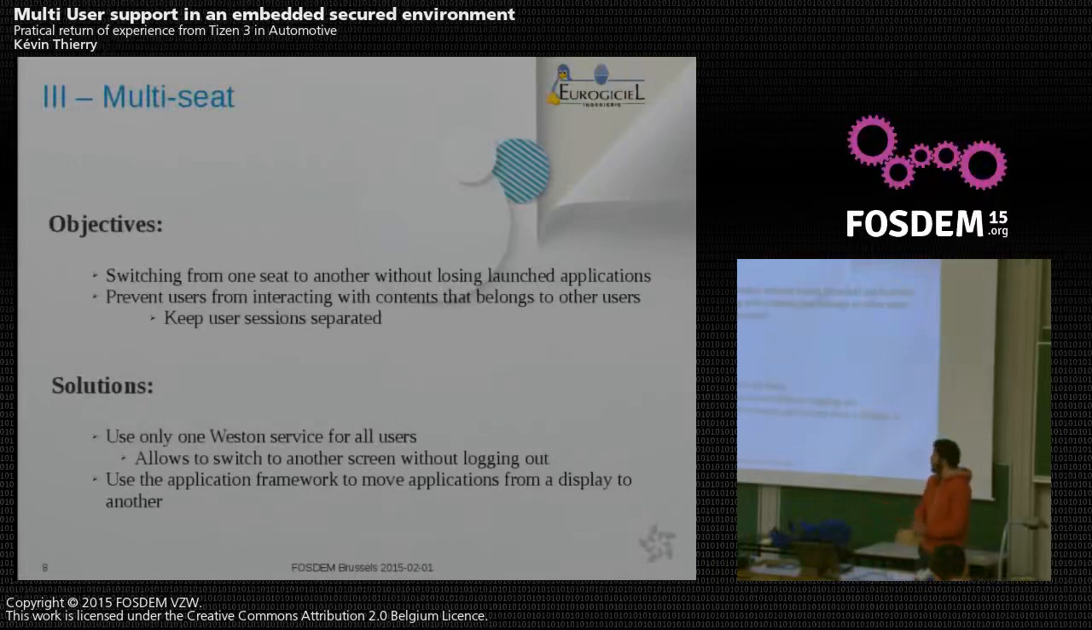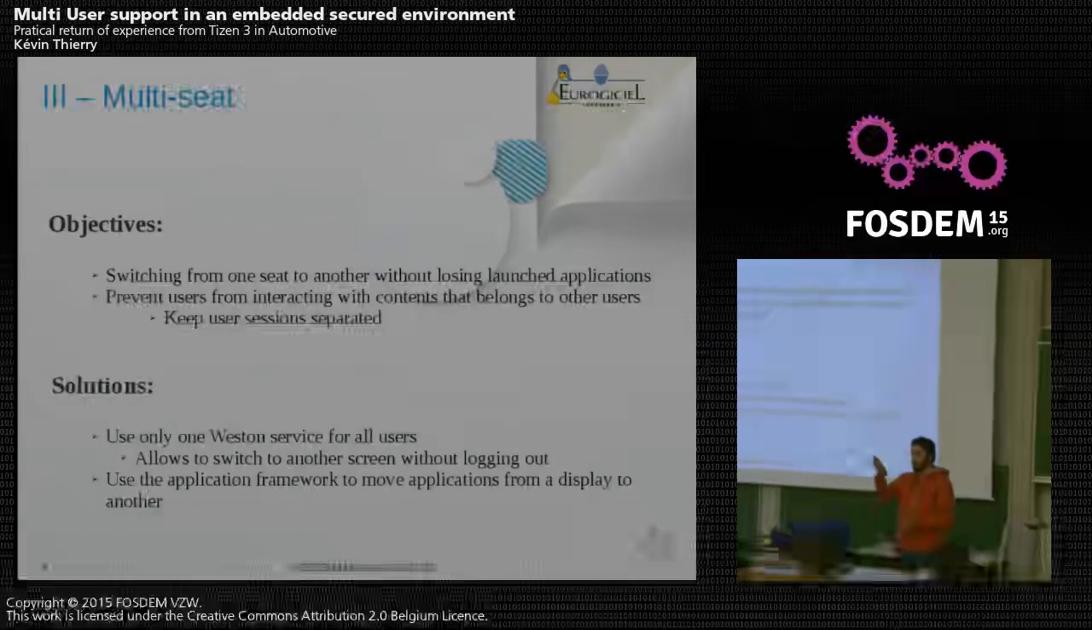To achieve that, we just imagine that we have a big display. And this display is separated into several other areas. And those areas are displayed on the screens of the users. And we prevent the cursor or the application from leaving those areas. Like that, we can easily switch from one seat to another. We just have to move the application from one area to another. And the application framework should be the one that has the role of moving the application from one display to another for Weston.